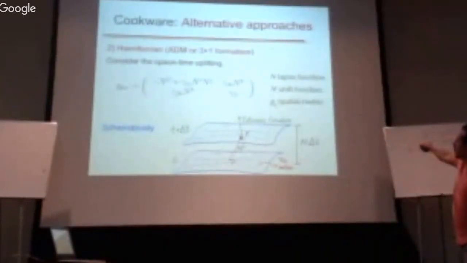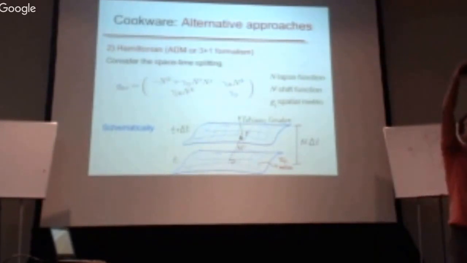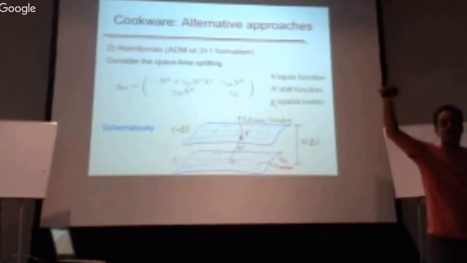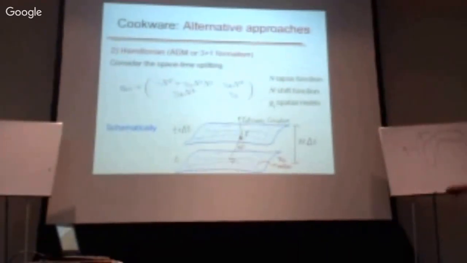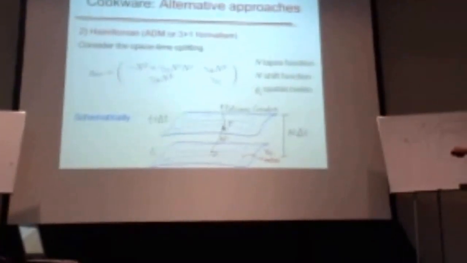So N is called the lapse function, and it tells you the following. Imagine I have, at a given time, how the curved space looks. And at a later time, I might have that the space gets modified. It has a different curvature. So the lapse just tells you how to move in time from one sheet to the next one.